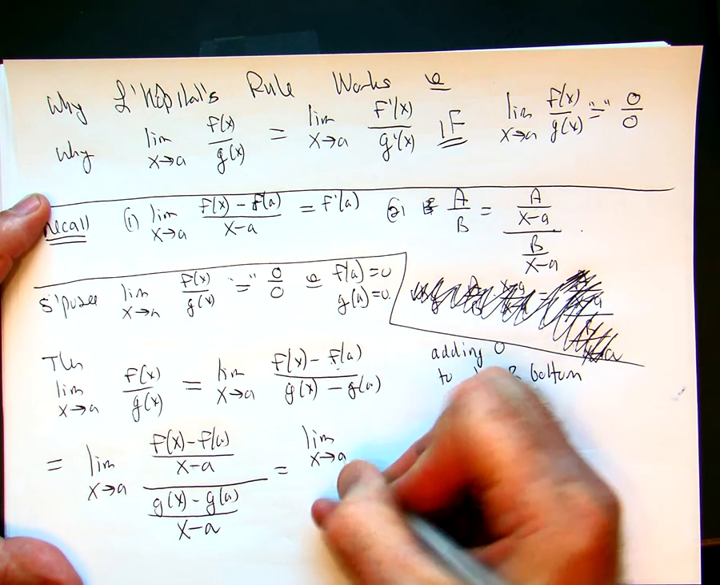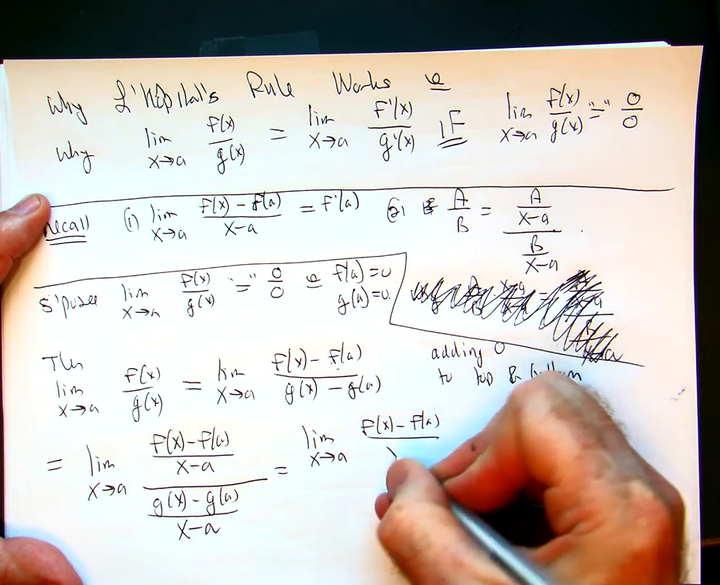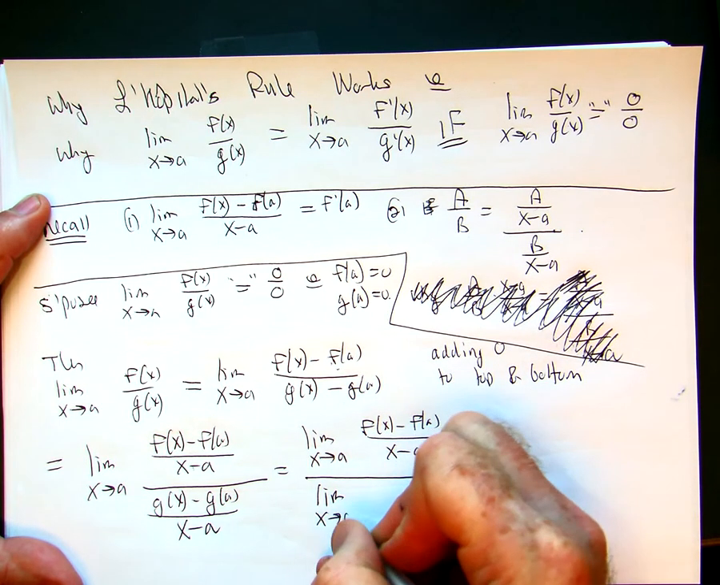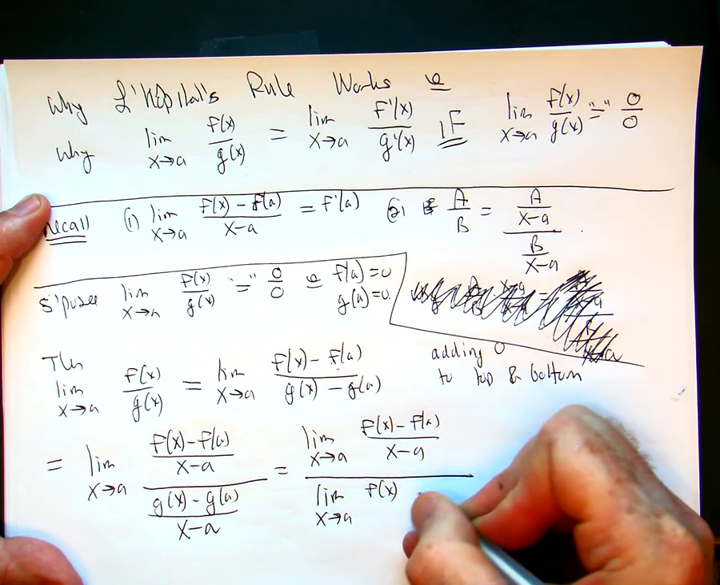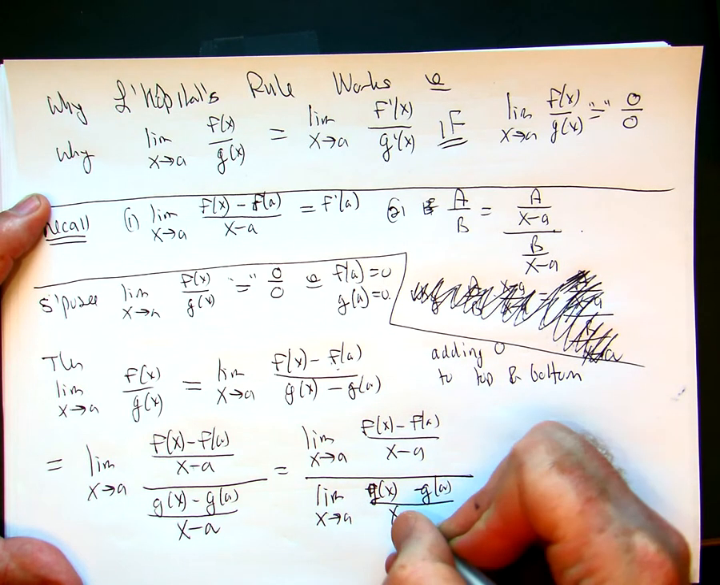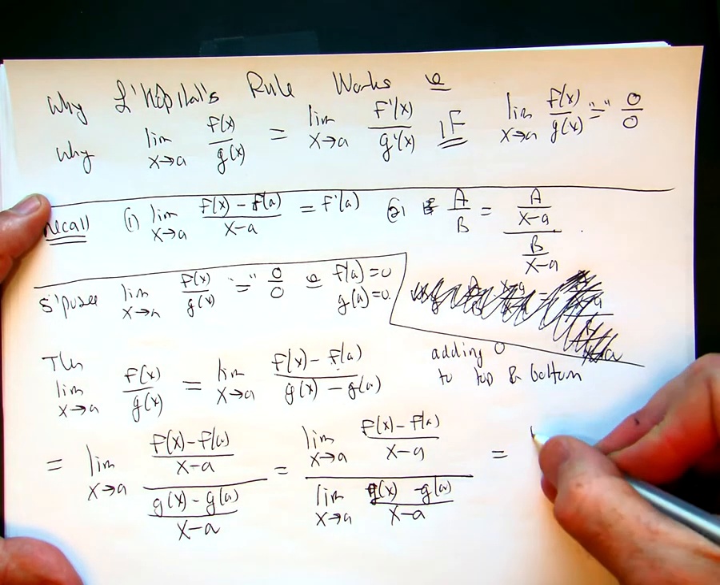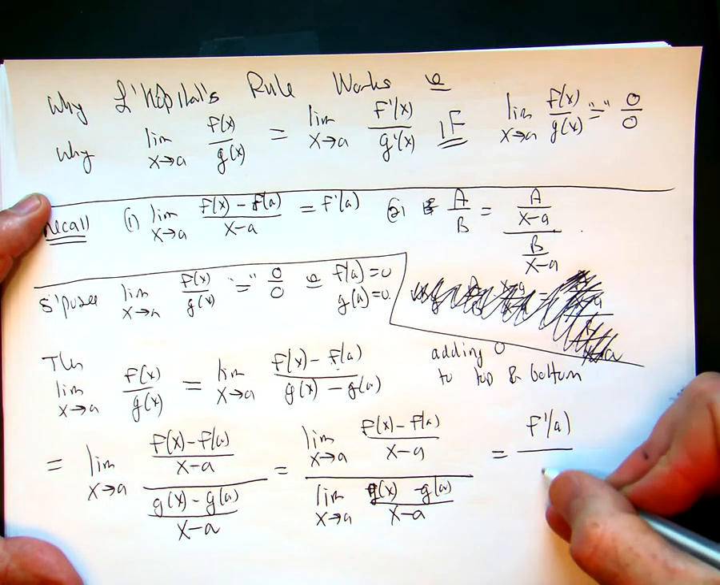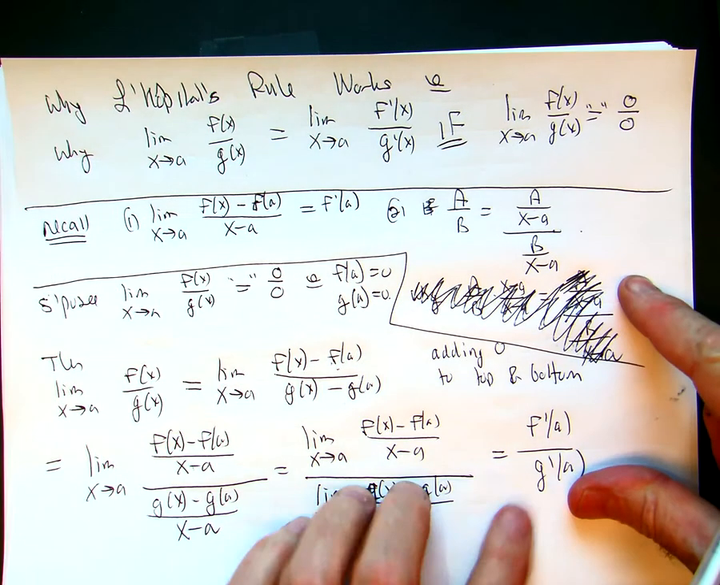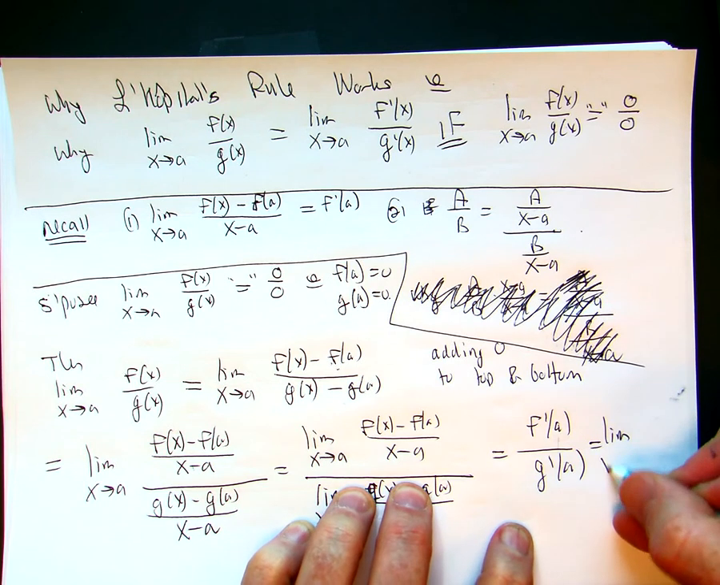This is really this limit divided by this limit. Oops, that should be a g. If I take the limit of the top over the bottom, it's really two separate limits. Well, that's f prime of a over g prime of a. And if these two things exist, that's going to be the same as this limit.